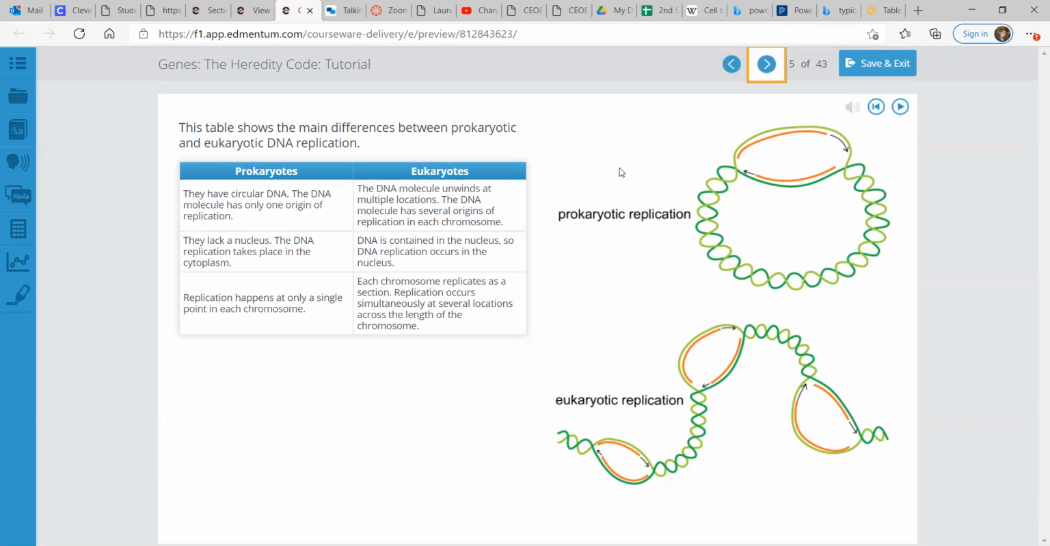Eukaryotes, the DNA molecule unwinds at multiple locations. The DNA molecule has several origins of replication in each chromosome. DNA is contained in the nucleus, so DNA replication occurs in the nucleus. Each chromosome replicates as a section. Replication occurs simultaneously at several locations across the length of the chromosome.